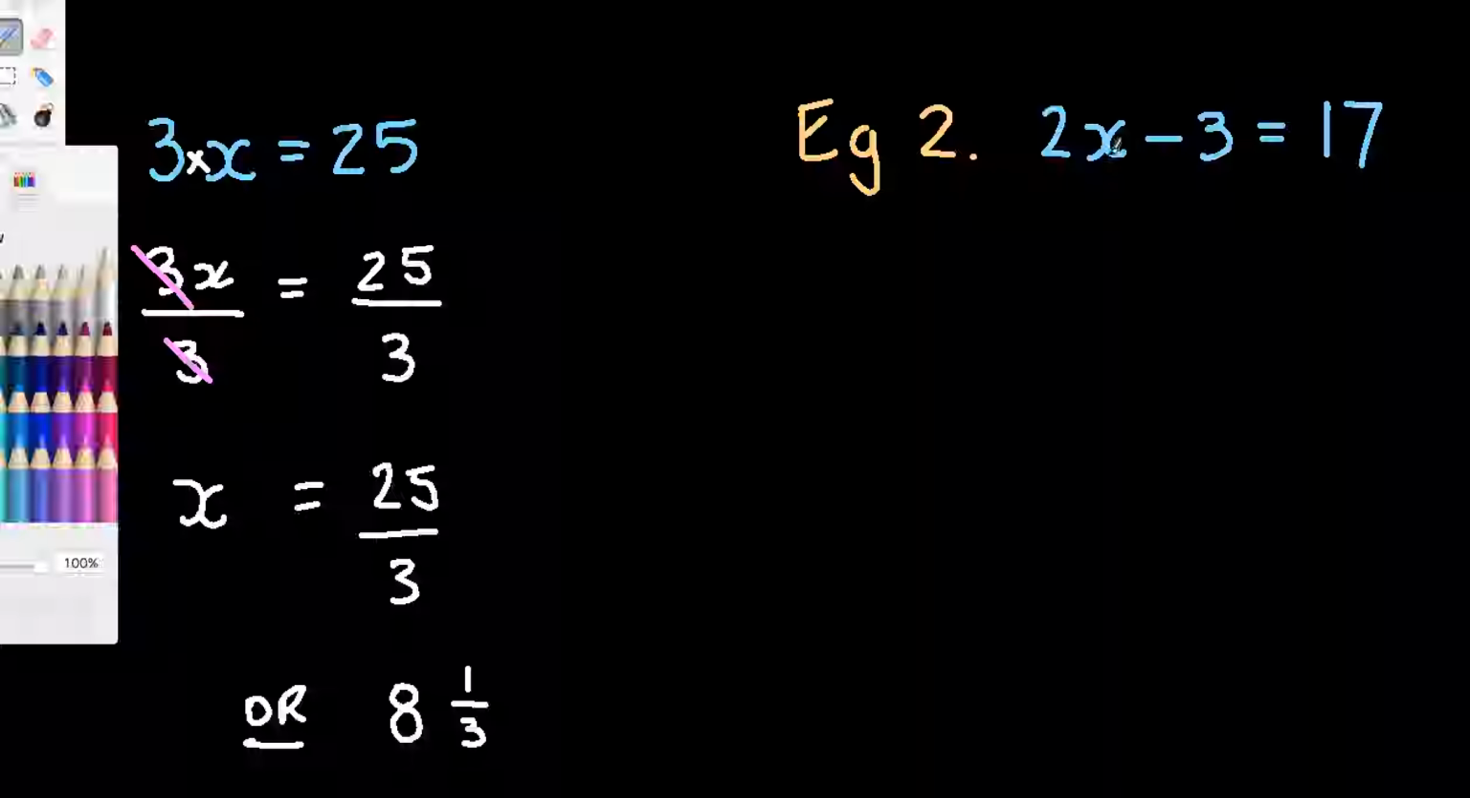Here's another one over here. This is the one on the right-hand side. This is a 2-step equation: 2 lots of x take away 3 equals 17. The first thing I'm going to do is, if I was to read this sentence, 2 by x take away 3, I want to look at the last operation that's happened here.